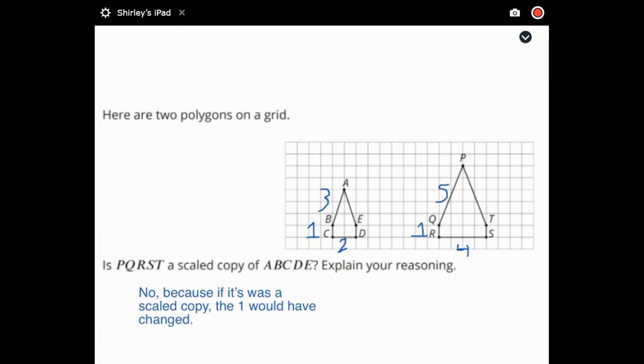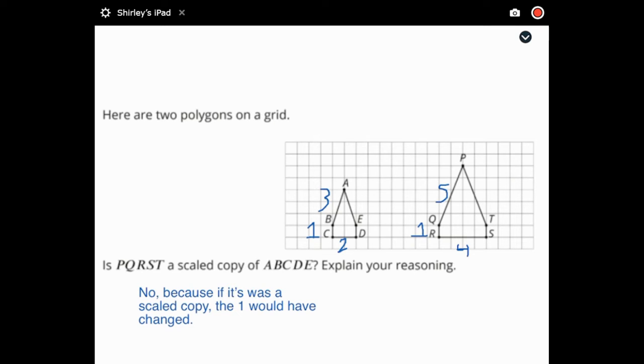Automatically throw it out. It's not a scaled copy because if it was, that one would have been scaled up like everything else was. You may also notice that 2 times 2 gives you 4, and then 3 times 2 didn't give you the 5 that she wrote in. Really good observation. Just by looking at it, you can see it's not the same shape. It's enough to throw it out.